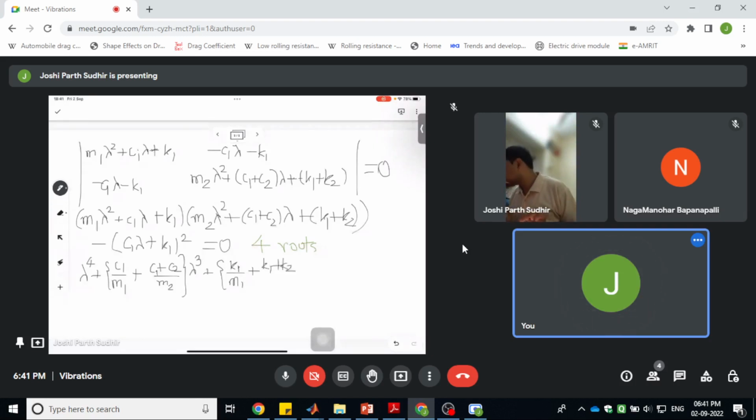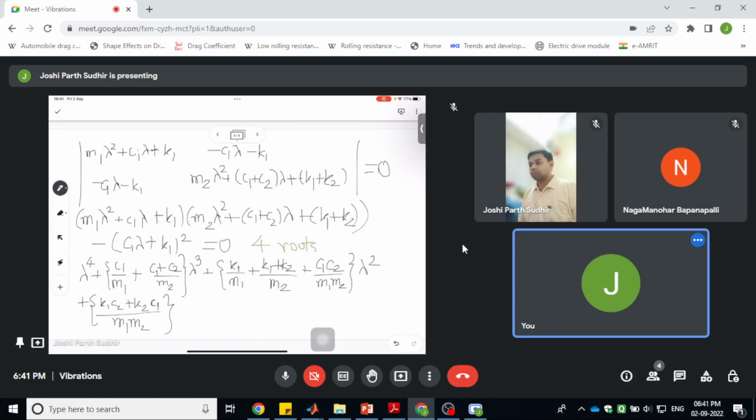plus c1 c2 upon m1 m2) into lambda square plus (k1 c2 plus k2 c1) upon m1 m2 into lambda plus k1 k2 upon m1 m2 is equal to 0.